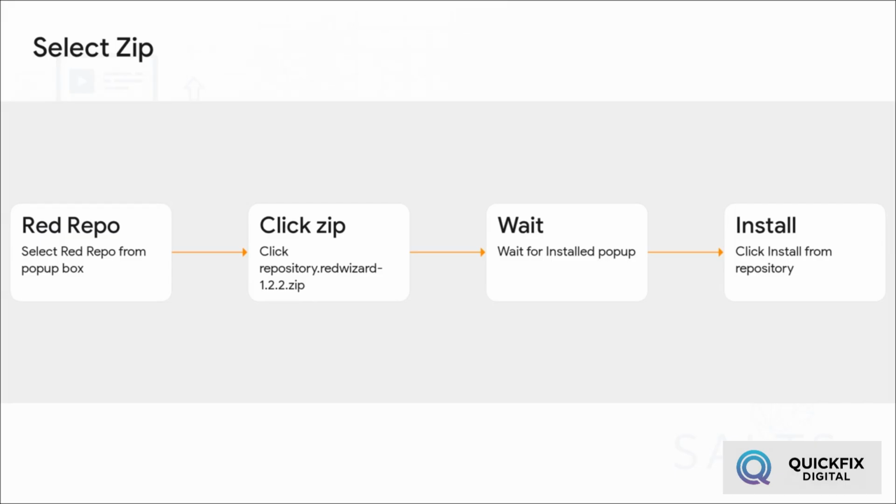So from the pop-up box that lists your sources, go ahead and select the red repo we just created, and then click that red wizard zip file. Now stop clicking and wait. You absolutely must wait for the system notification at the top right confirming the repository is installed. As soon as that appears, you can safely proceed to click Install from Repository.